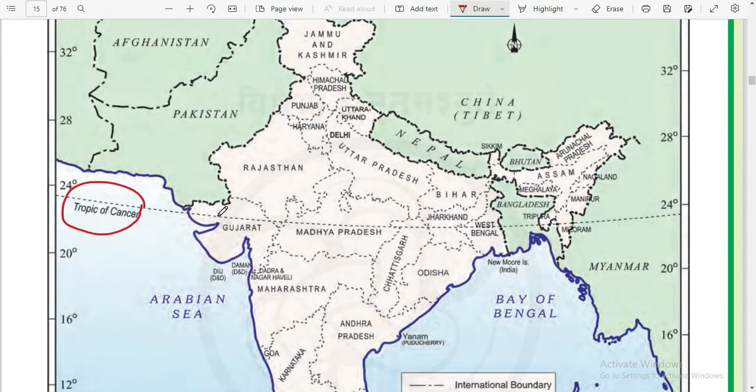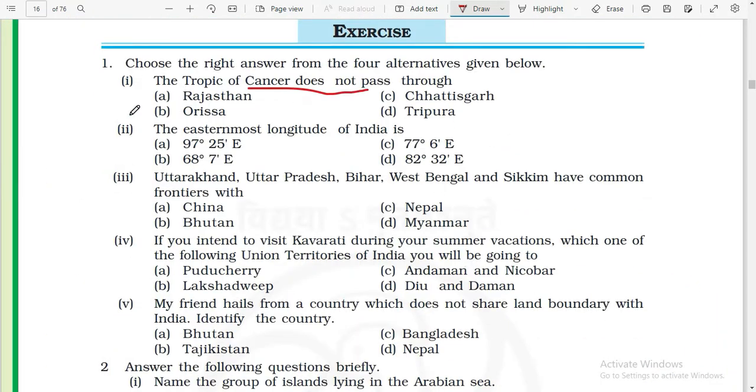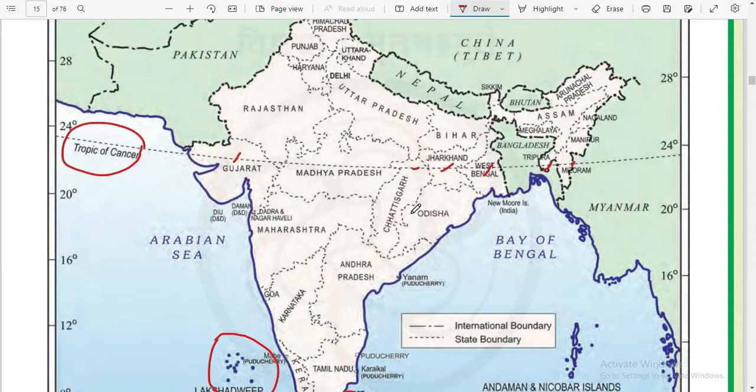So first we will see in what all states it passes through. It passes through Gujarat, Rajasthan, Madhya Pradesh, Chhattisgarh, Jharkhand, West Bengal, Tripura and Mizoram. So what is the state in which it does not pass through? It does not pass through Orissa. So the correct answer is Tropic of Cancer does not pass through Orissa. See here, Orissa is below the Tropic of Cancer.